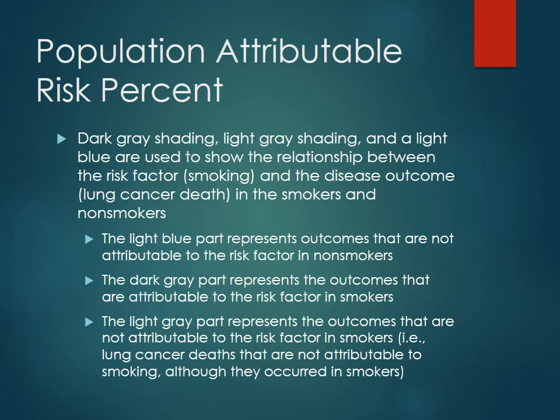So the dark gray shading, light gray shading, and the light blue are used to show the relationship between the risk factor, smoking, and the disease outcome, lung cancer death, in the smokers and the non-smokers. In that graph, you saw that the light blue represents the outcomes that are not attributable to the risk factor for non-smokers. And you saw the dark gray part representing the outcomes that are attributable to the risk factor for smokers. Right, so we saw about 8.7 per 100,000 were due just to the non-smokers. That would have happened anyway, versus the much larger, darker gray portion of the graph, which is the attributable risk due to smoking itself. And then the light gray bars represent the outcomes that are not attributable to the risk factor for smokers. So again, lung cancer deaths that were, say, due to something else.